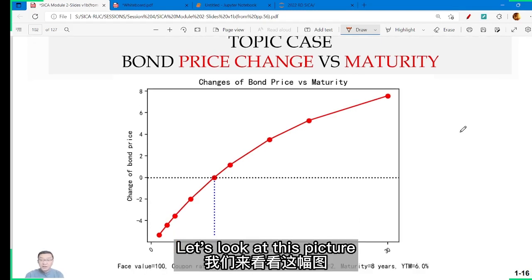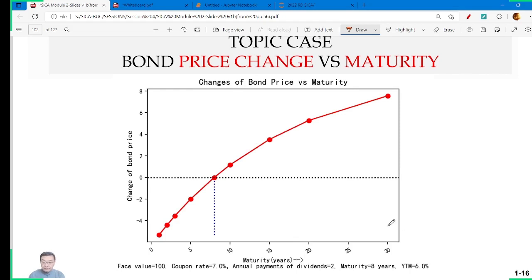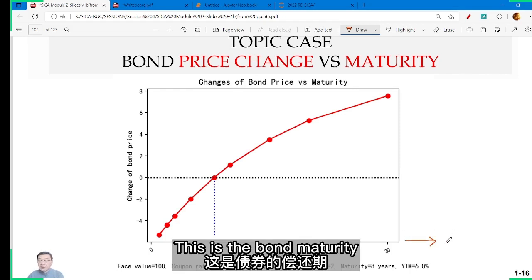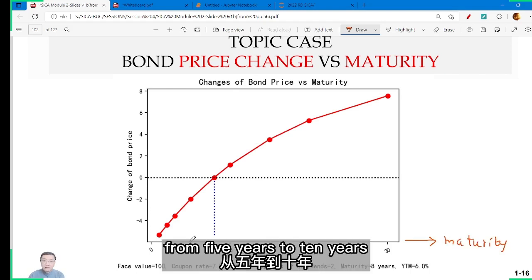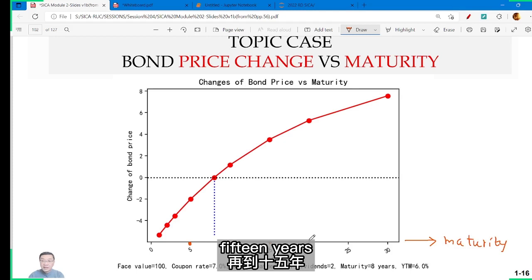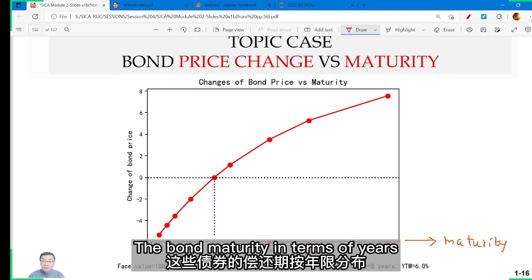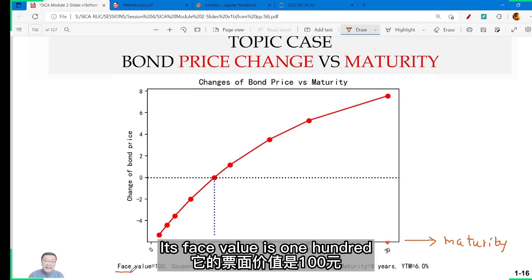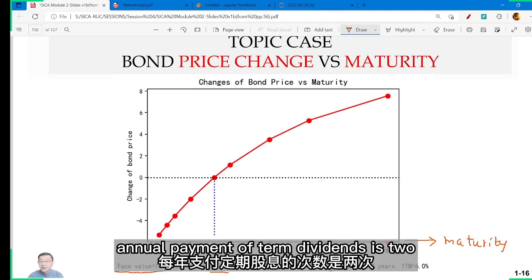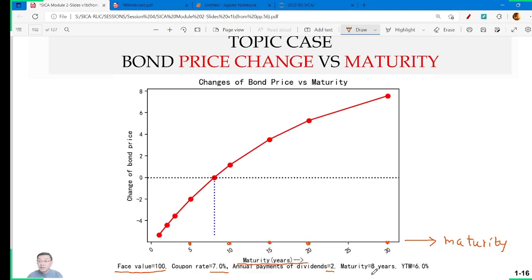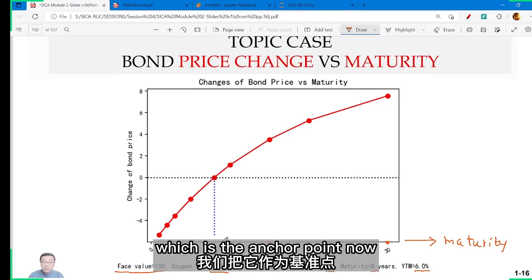Let's look at this picture. This is the bond maturity, from 5 years to 10 years, 15 years, 20 years, and 30 years. The bond maturity in terms of years. Suppose we have a bond now: its face value is 100, coupon rate is 7%, annual payment, and the redemption is 2. The maturity is 8 years, YTM 6%. 8 years is here, which is the anchor point now.